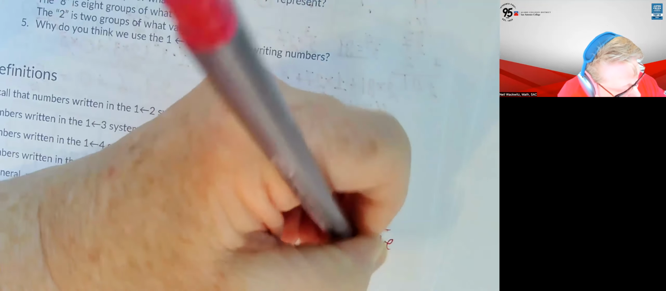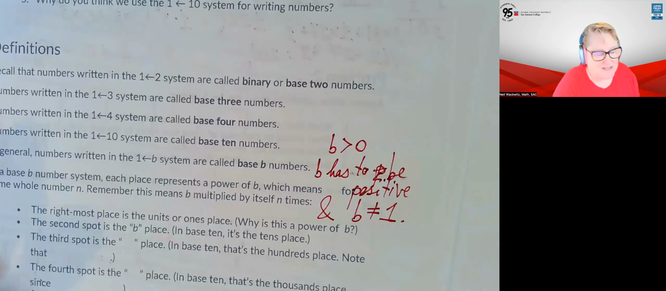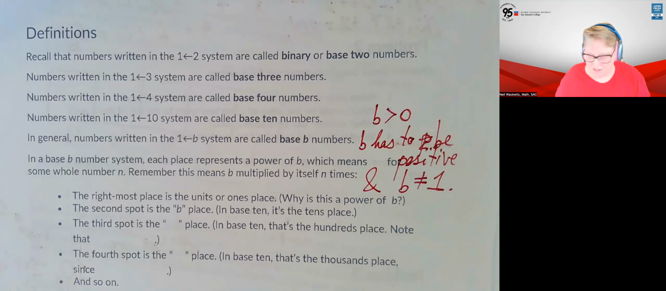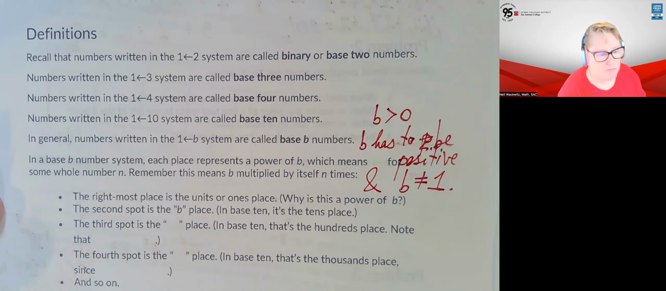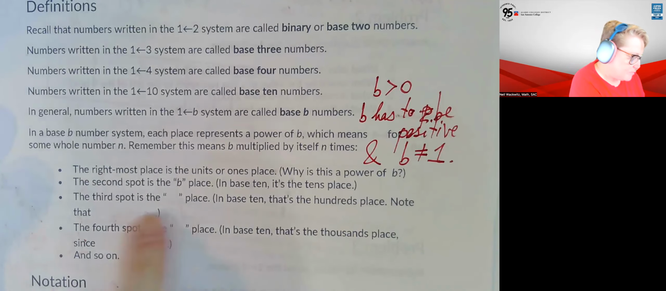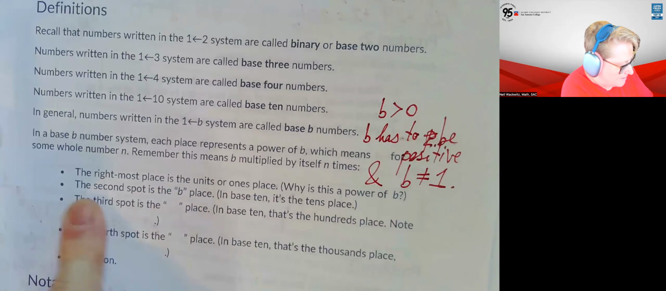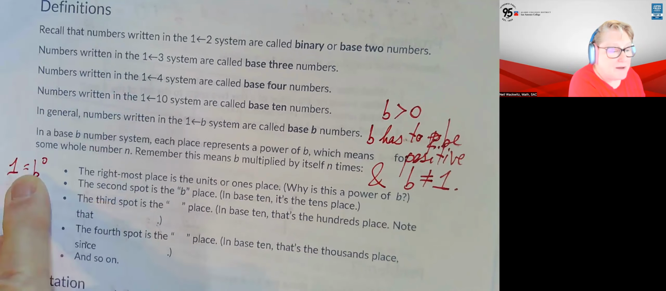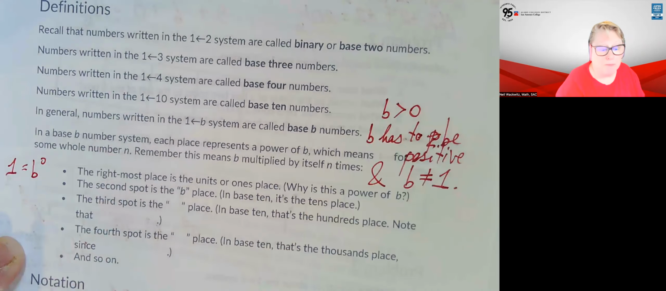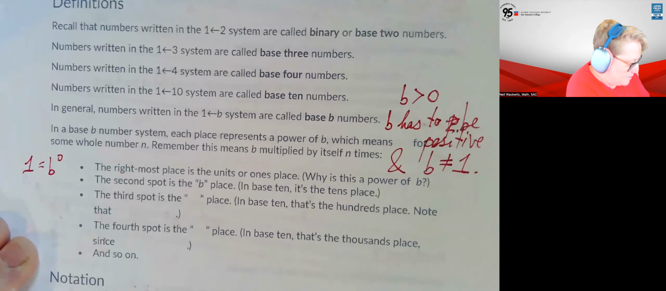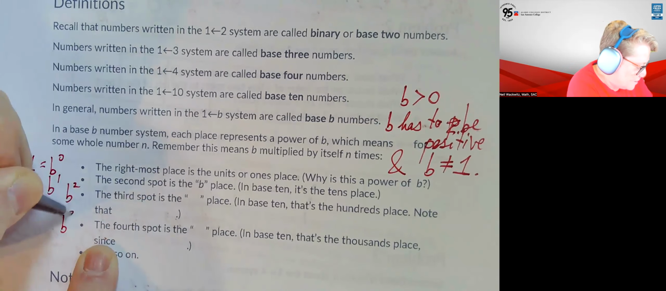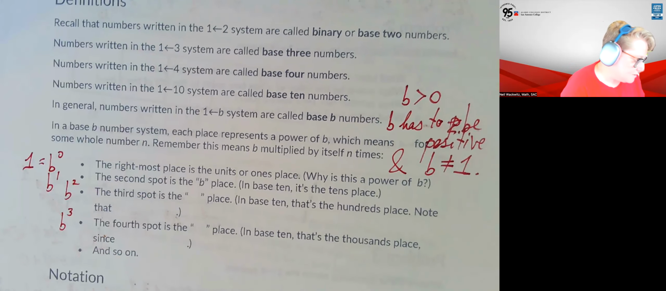And B cannot be 1 because it doesn't really make sense. All the numbers would be just 1. 1 to the millionth is just still 1. The ones place is a power of B because B to the 0 is 1. And we don't have to worry about B being 0 because we said it has to be bigger than 0. Then we have B to the first, B to the second, B to the third, and etc.